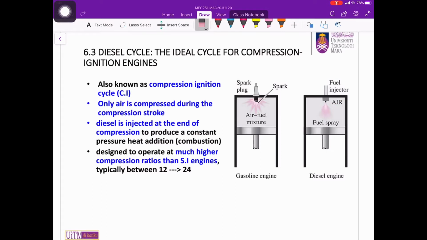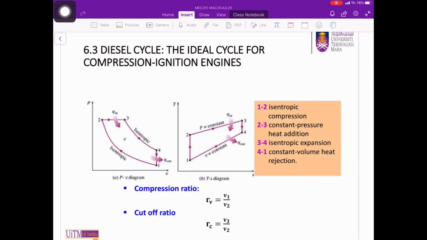The diesel cycle is designed to operate at much higher compression ratios than spark ignition engines. The typical values for the compression ratio are between 12 to 24. By applying the standard air cycle assumptions, the ideal diesel cycle can be represented as shown in this diagram.